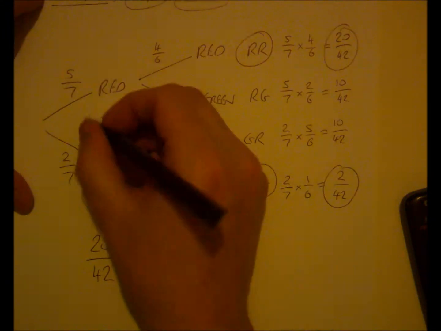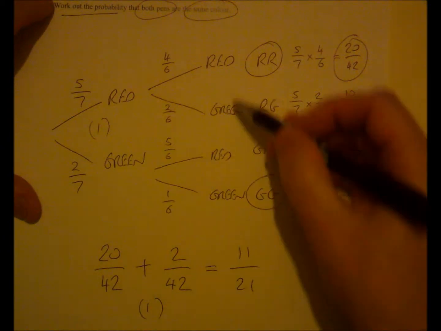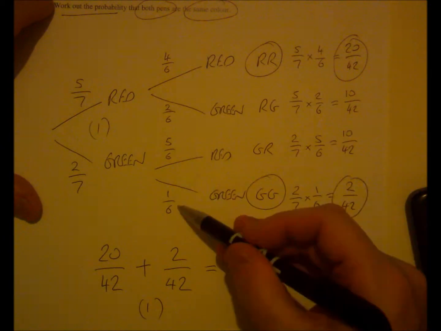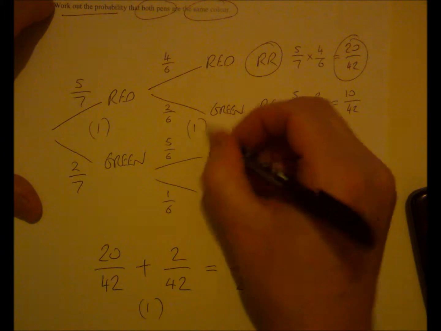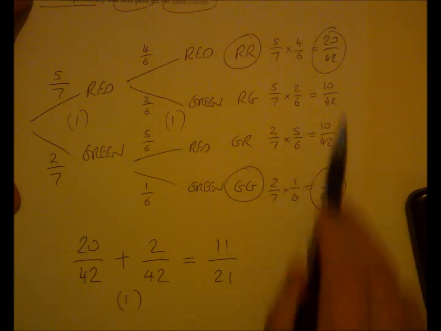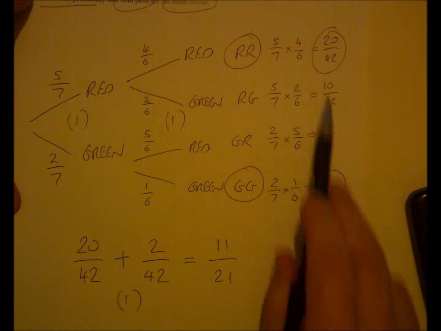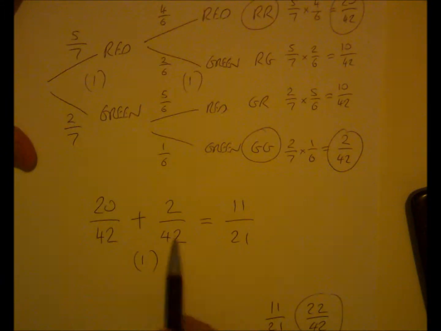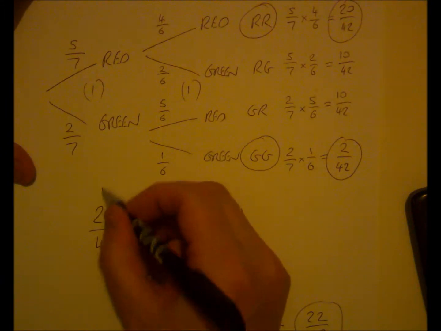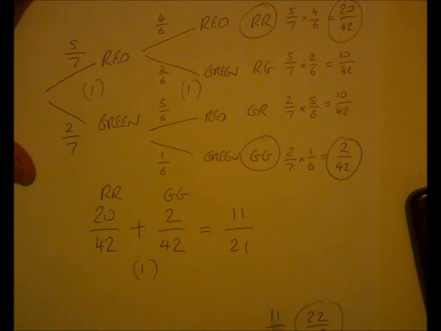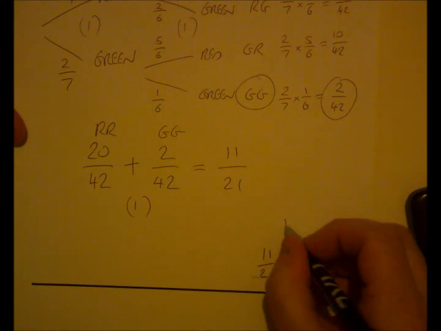So I'm suggesting 1 mark for sight of these, 1 mark for all 4 of them correct. 1 mark maybe for showing these 2 multiplied out. If you've done them as well, you don't lose any marks, but it might be for the addition of red, red and green, green. And then of course the final mark is there.